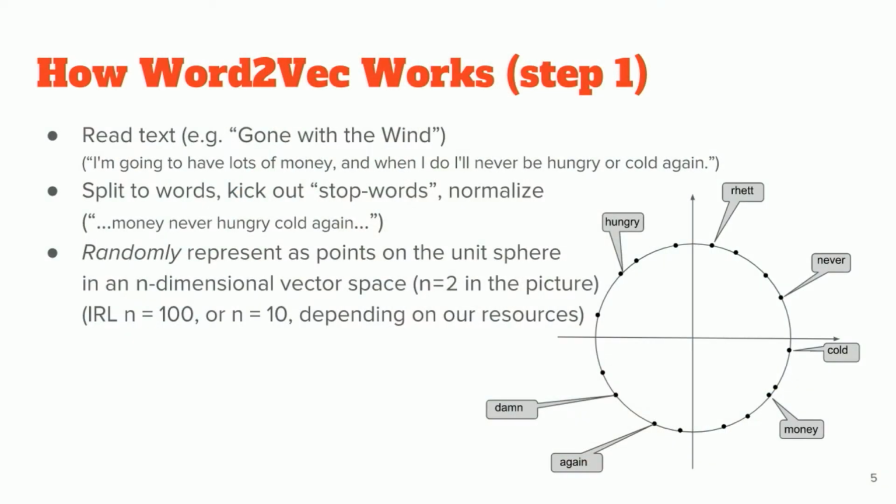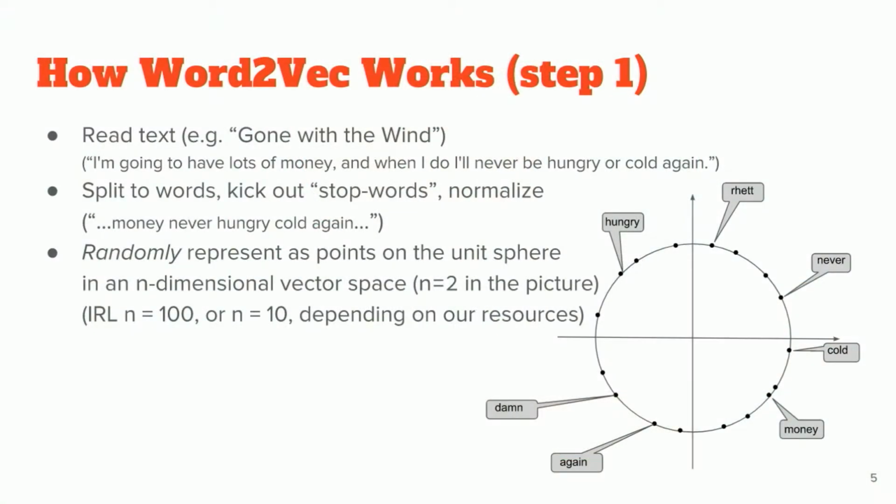So I applied the method known as word2vec, which consists of these operations. Read the text, like Gone with the Wind. Like, I'm going to have lots of money, and when I do, I'll never be hungry or cold again. That's a famous phrase, right? We split the whole novel into words and kick out stop words so that after normalization, we'll have money, never hungry, cold again. Kind of preserve the meaning of it, but it's not about the meaning. I'm not getting into the meaning. I'm trying to do linear algebra.